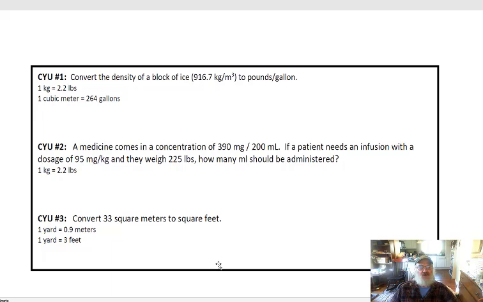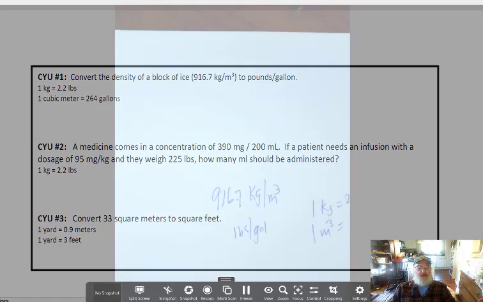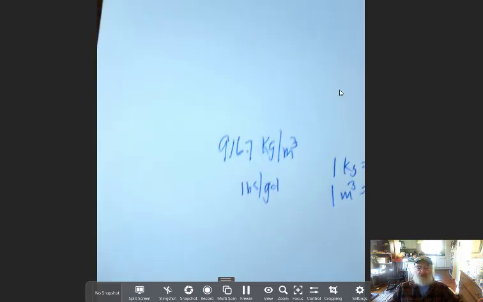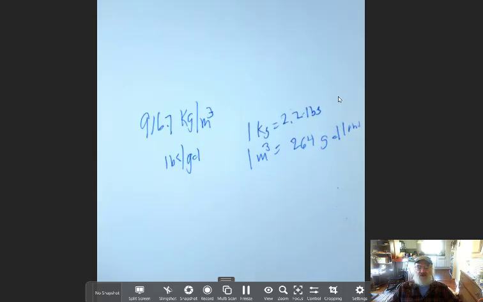And we have some conversions we're going to use. 1 kilogram is 2.2 pounds, and 1 cubic meter, that's 1 meter to the third power, which is a measurement of volume, is 264 gallons. Okay, so let's put this up on our screen this way. Put all the information down there.